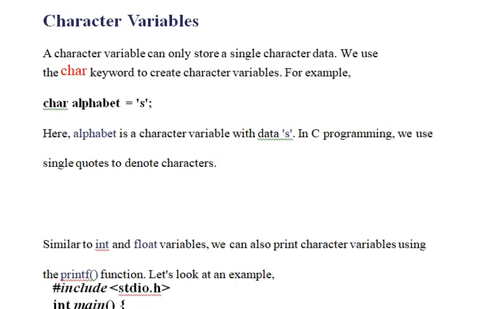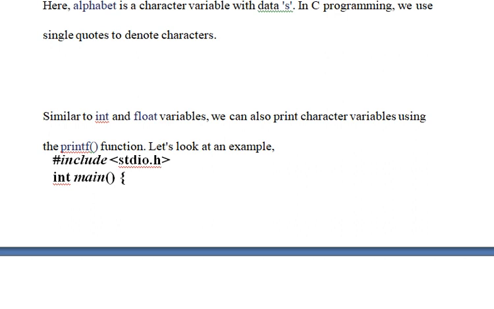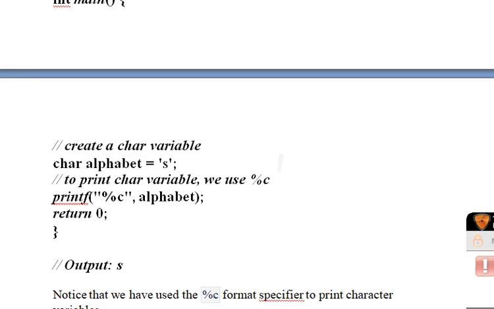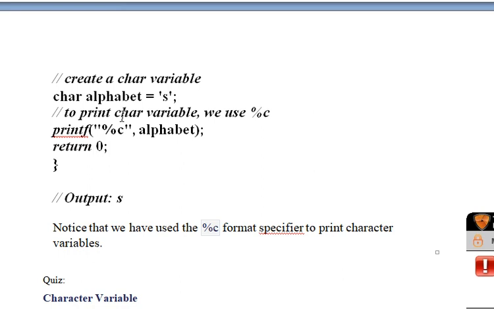Similarly to int and float variables, we can also print character variables using the printf function. Let's look at an example. Include stdio.h, int main open bracket close bracket, open brace. Here we create a char variable. The char variable is char alphabet. What is the alphabet we are taking here? Small s.